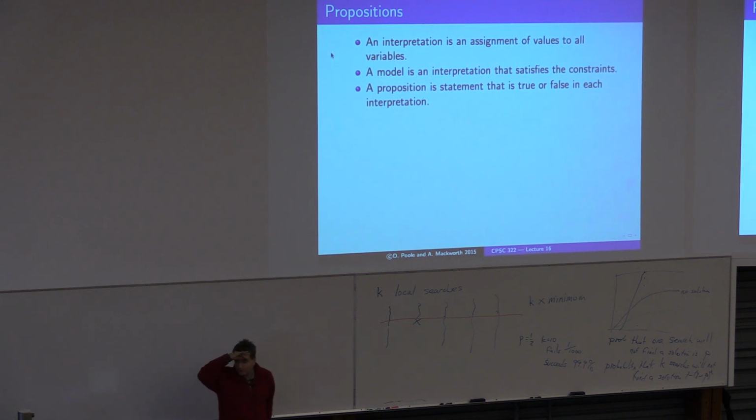And what we did before is we defined an interpretation in constraint satisfaction as an assignment of values to all the variables. Remember, we assigned one value to all the variables. And a model is an interpretation that satisfies all the constraints. So interpretation and model are things you should remember. And a proposition is either true or false in an interpretation. It's just some statement that's either true or false in an interpretation. Yes?